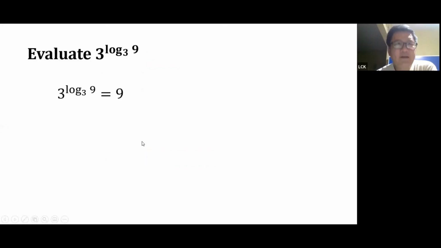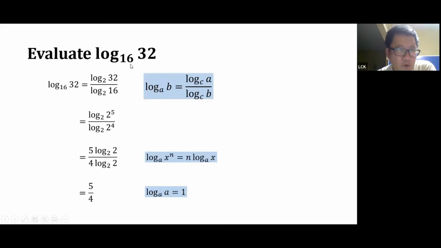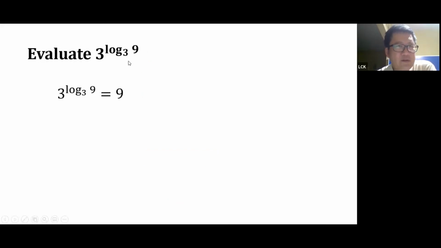Now, the second type of evaluate question you can see for logarithm. Here the logarithm appears at the bottom. Sometimes you will see logarithm appear at the top. And how do you deal with that? It's very simple. If your base here is 3, and the base of your log is also the same number, this whole thing is simply equal to that number. So 3 to the power of log base 3 of 9 is simply 9.